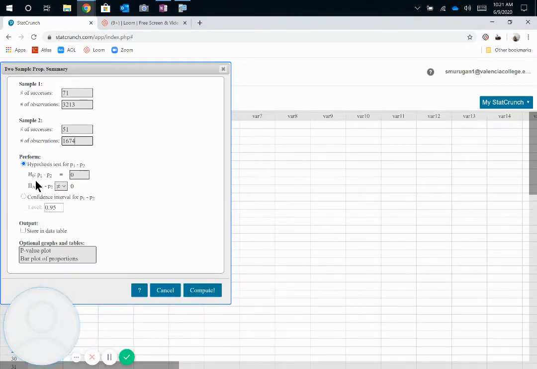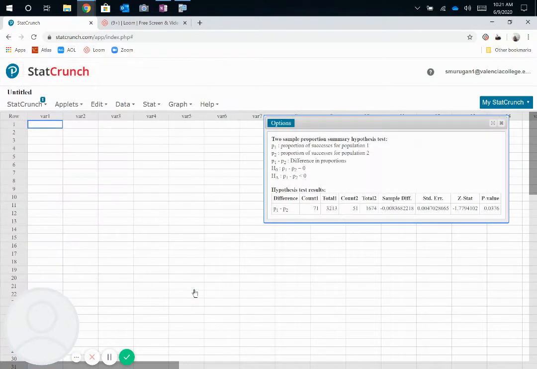Then you're hypothesizing that one is equal, and hold on a second. What are we saying here? Okay, lower than. So we're going to take P1 lower than P2. We already determined that, right? And compute it. And you get this nice little printout here.